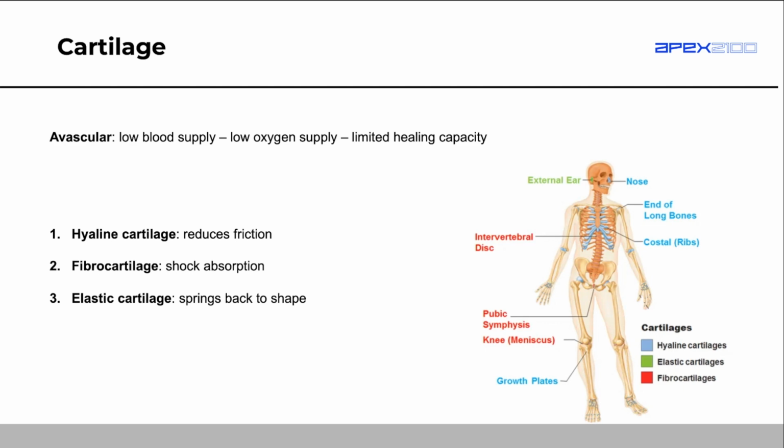Now we have fibrocartilage as well. The main function of fibrocartilage is shock absorption, and it's pictured there in red. So we have fibrocartilage in the knee, at the meniscus of the knee.